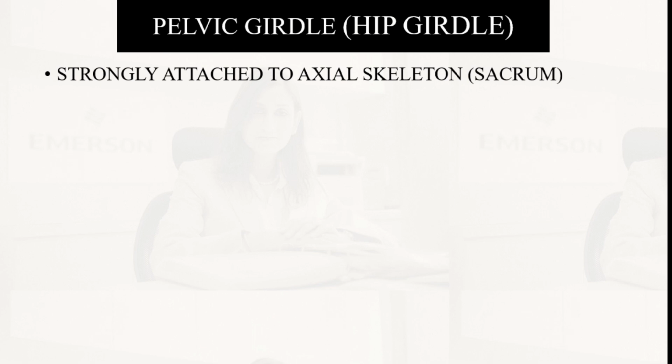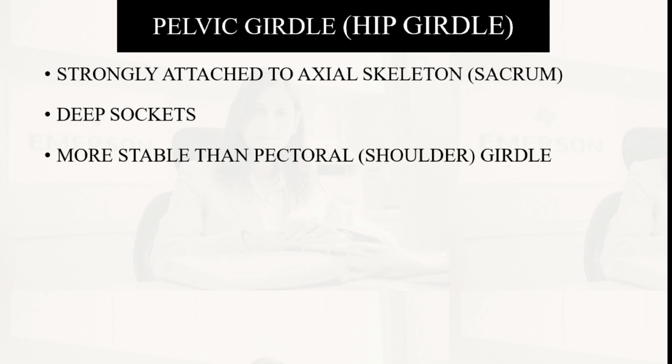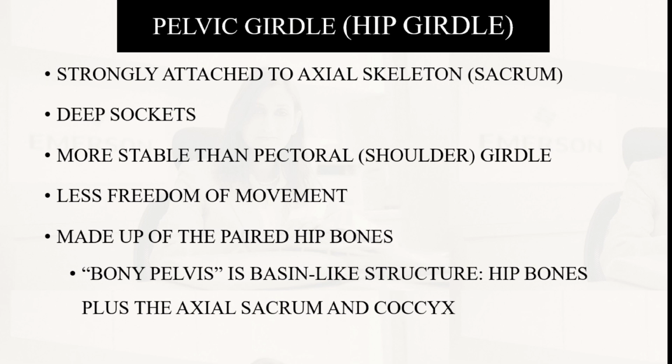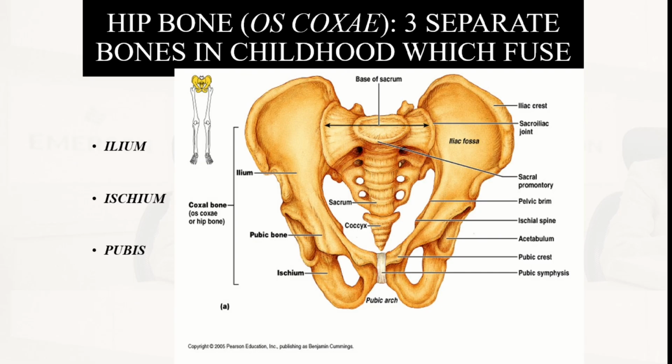So the pelvic girdle is strongly attached to the axial skeleton, where the sacrum is, and it has deep sockets. It is more stable than the pectoral girdle, but there is less freedom of movement, and it is made up of paired hip bones. We have the bony pelvis, which is the basin-like structure, made of the hip bones plus the sacrum and the coccyx. These are the structures.